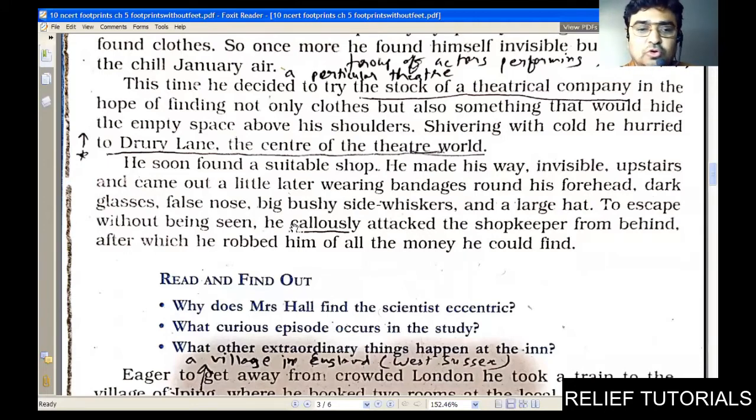To escape without being seen, he callously, very mercilessly, very insensitively attacked the shopkeeper from behind, after which he robbed him of all the money he could find. So not only did he escape from the place, robbing all the props to hide his invisibility, but he also robbed money from the shop and attacked the shopkeeper.